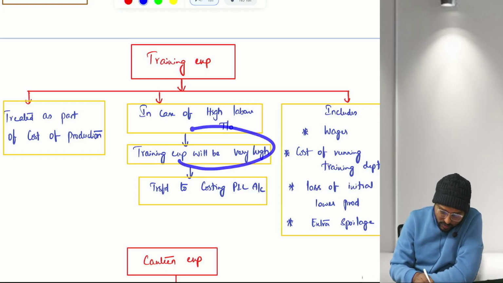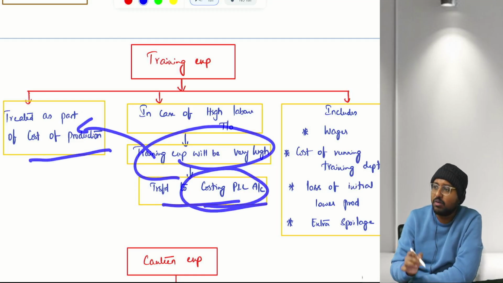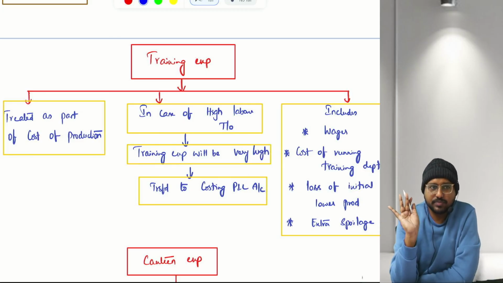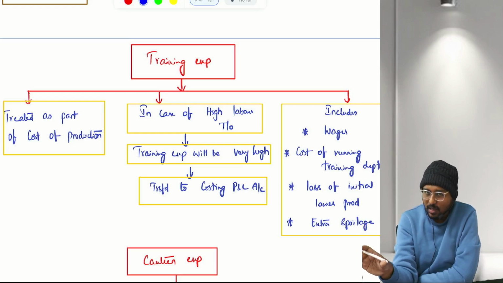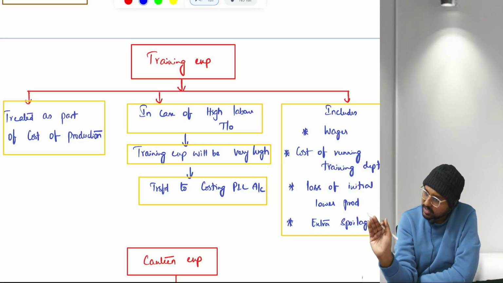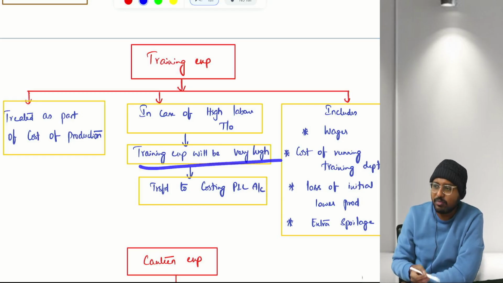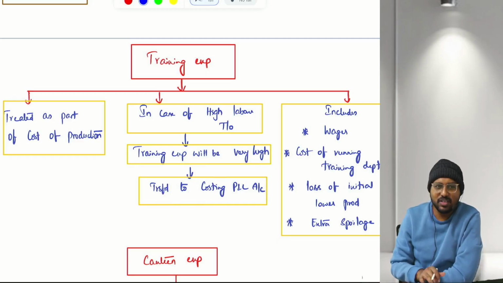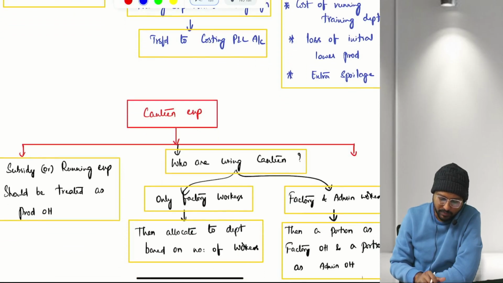In this kind of situation, this will not go to cost of production. This will form part of the costing P&L account. That is the logic. Normally, training expenses form part of cost of production only. But in exceptional cases where there is high labor turnover, it will not form part of cost of production. It will form part of the costing P&L account. Abnormal cases, we know the moment you see something abnormal, it goes to costing P&L only. We know the logic, right? Moving on to the next one.